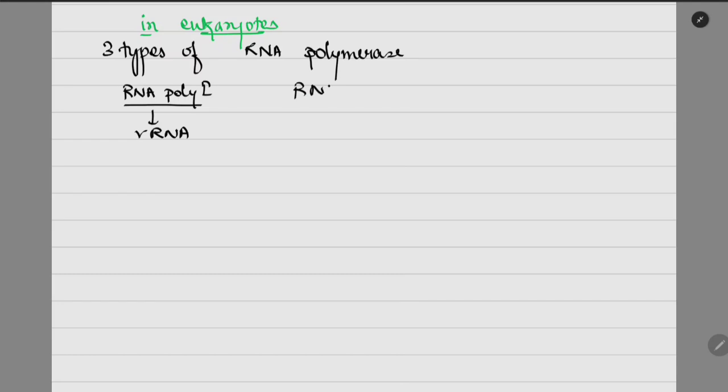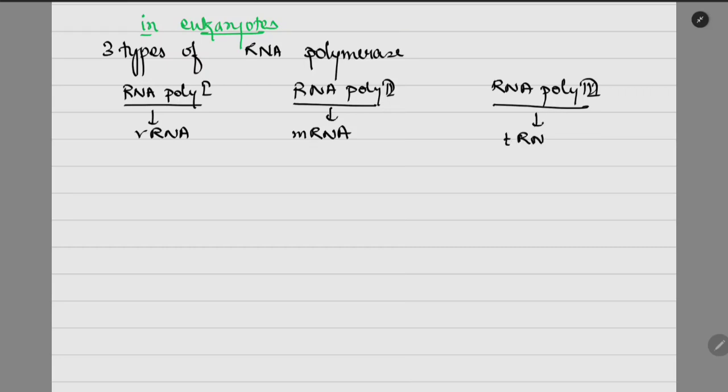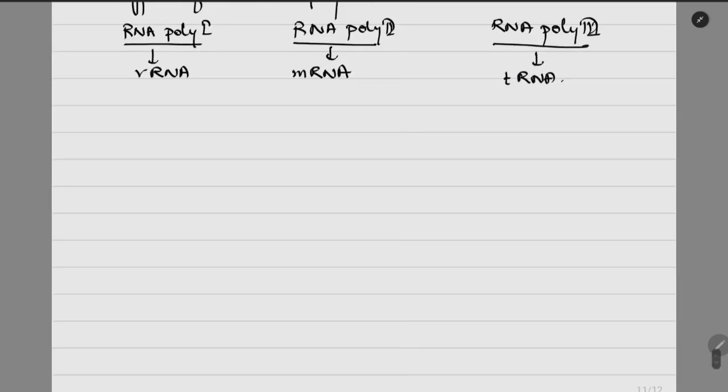RNA polymerase 2 forms the mRNA, and RNA polymerase 3 forms the tRNA. I have said this earlier also, so I hope you remember these points. Okay, now here are also three steps: initiation, elongation and termination. So the first one is initiation.